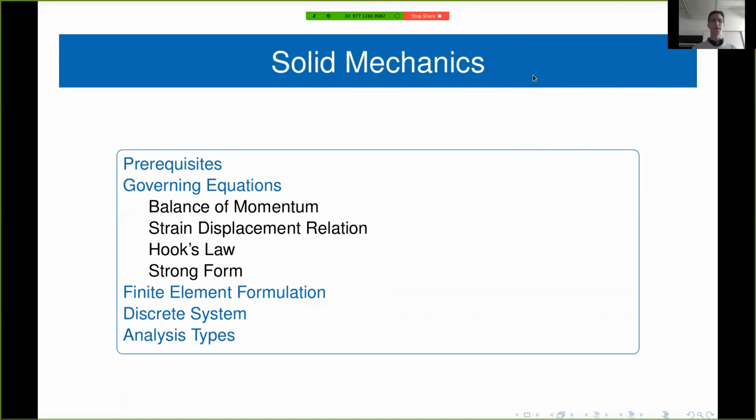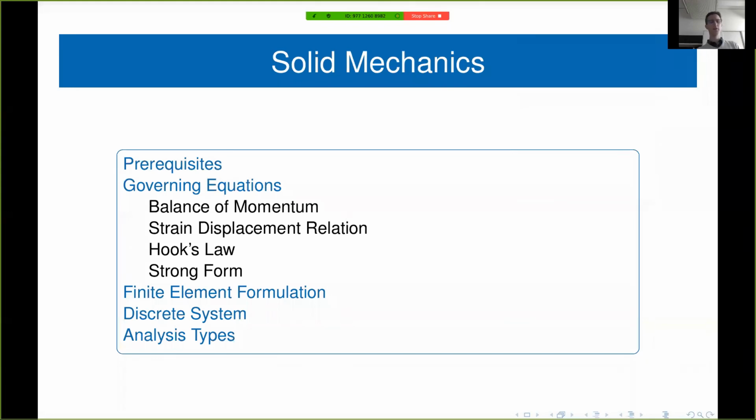Welcome to mechanics. So today's topics are a few prerequisites as usual, and then we'll go into the governing equations we need for solid mechanics. This is the balance of momentum and constitutive relation, strain displacement relationship, Hooke's law, we will assume. This gives us the strong form of the problem.